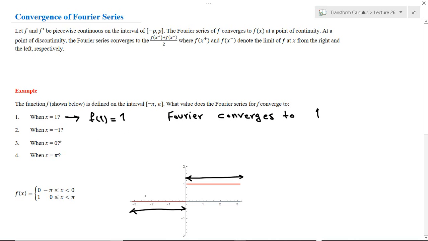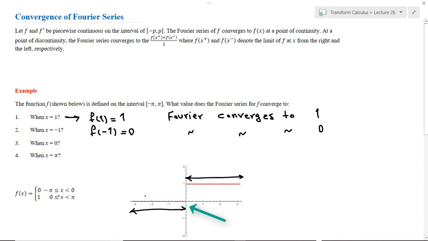So when x is equal to minus 1, again our function is continuous. As a result, the Fourier series converges to f(-1). f(-1) is equal to 0. As a result, the Fourier series converges to 0. Now at point x equal to 0.